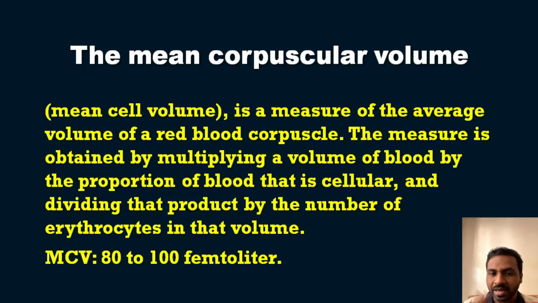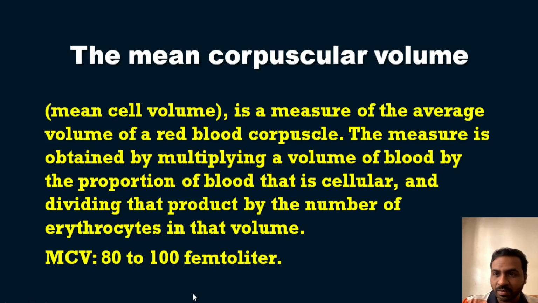Okay, so this is a laboratory parameter. So this measurement can be obtained by multiplying the volume of the blood by the cellular proportion and then dividing it by the number of erythrocytes in that volume. Okay, so that is the mean corpuscular volume, the average volume of red blood corpuscles. So the normal MCV, or the mean corpuscular volume, is 80 to 100 femtoliter. Okay, 80 to 100 femtoliter. So this is also important.